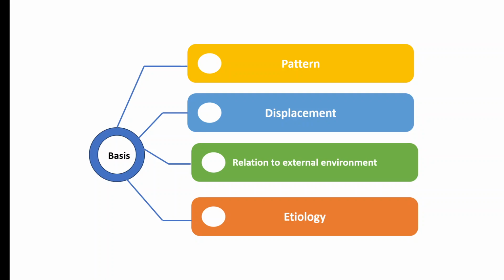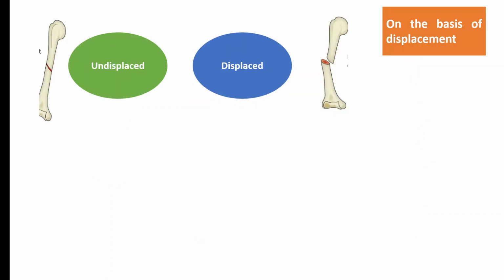Now, what are the bases on which we can classify fractures? So, the first basis is the pattern of fracture. Second basis is the displacement of fracture. Third is relation of fracture to external environment. And fourth is on the basis of etiology of fracture. So, we will be discussing each basis in detail.